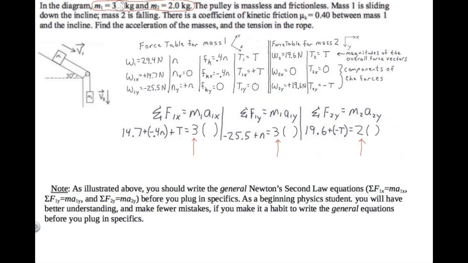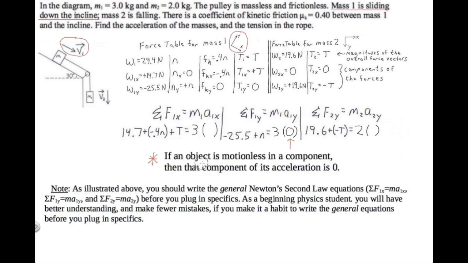For mass 1, we substitute 3 kilograms, and for mass 2, we substitute 2 kilograms. Now we need to determine what to plug in for a sub 1x, a sub 1y, and a sub 2y. If an object is motionless in a component, then that component of its acceleration is 0.